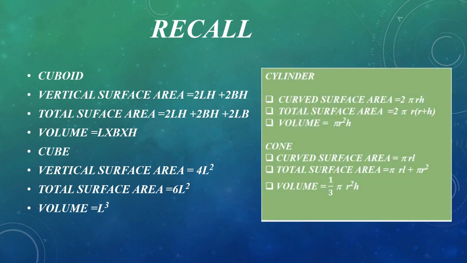We have learnt about cylinder. Curved surface area of cylinder is 2 pi RH. Total surface area of cylinder is 2 pi R into R plus H. Volume is equal to pi R square H.